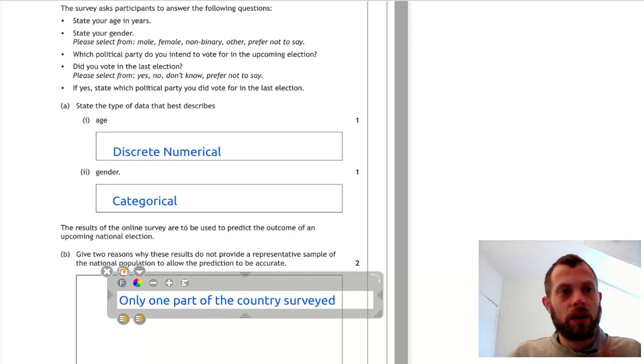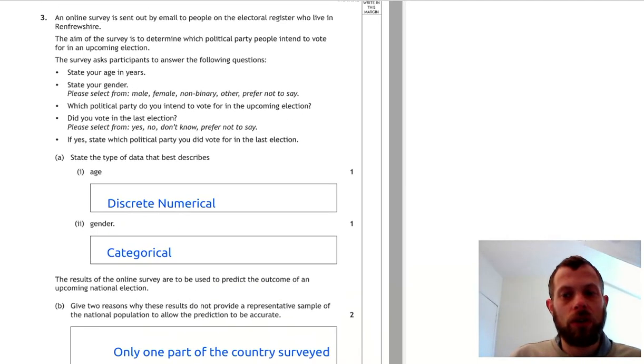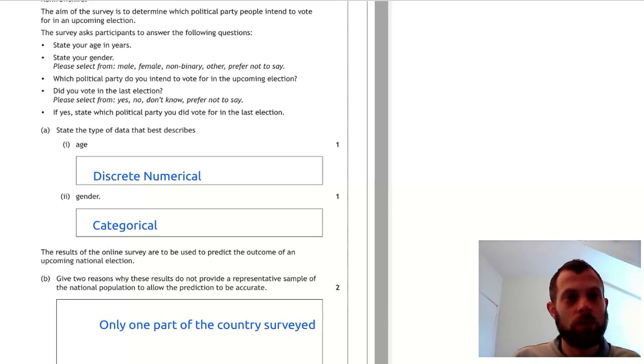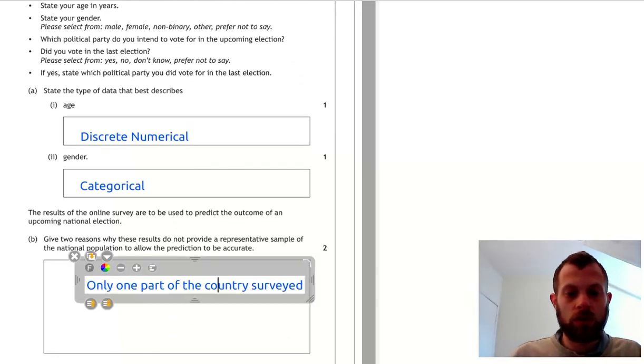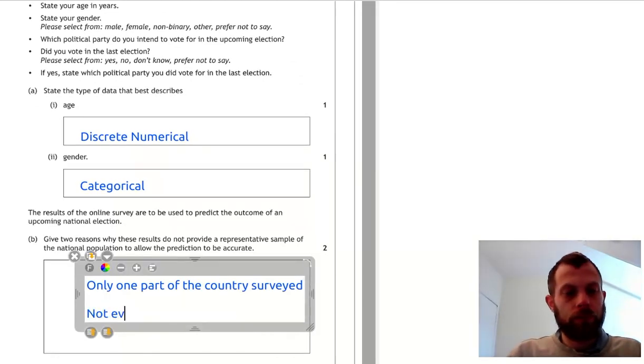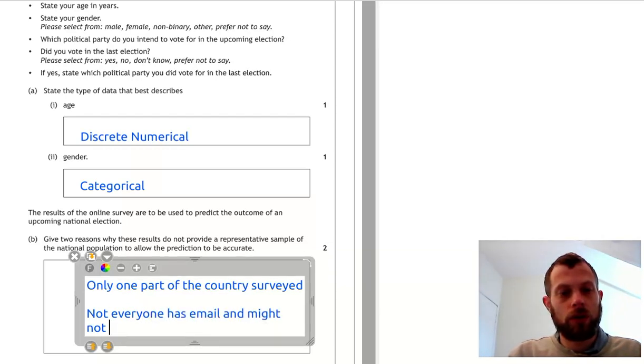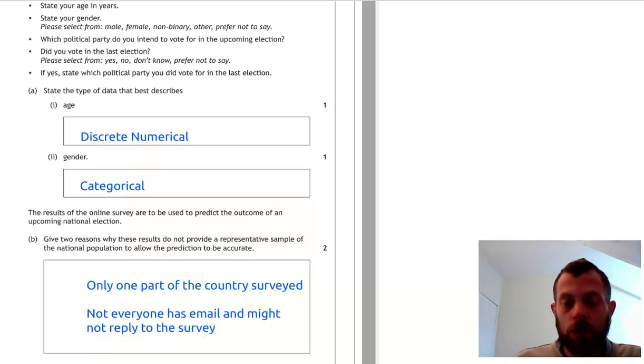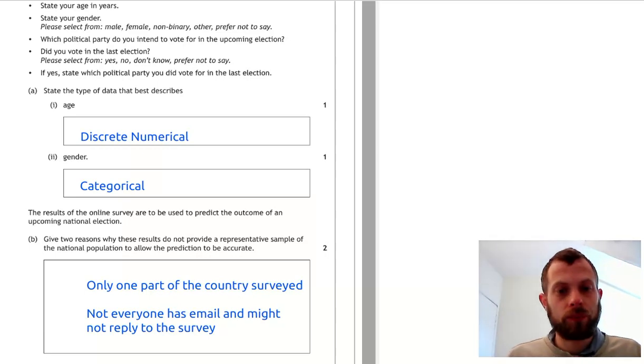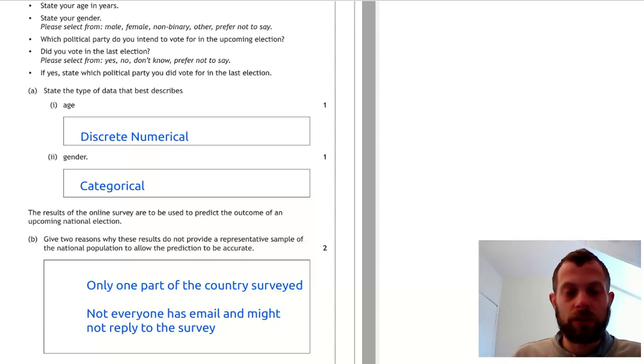Another reason for bias may be because it is a survey done by email, so not everyone may have access to email. That's another reason. Not everyone has email and might not apply to the survey. You could also have said something about people might not want to admit or be truthful about who they are voting for. Although I think these two are better than that because we're talking about samples of the population.